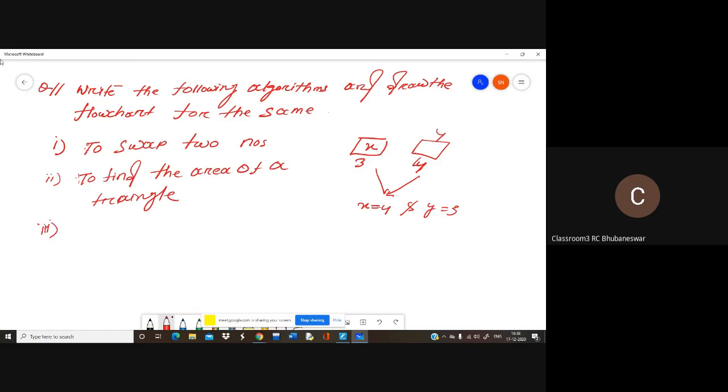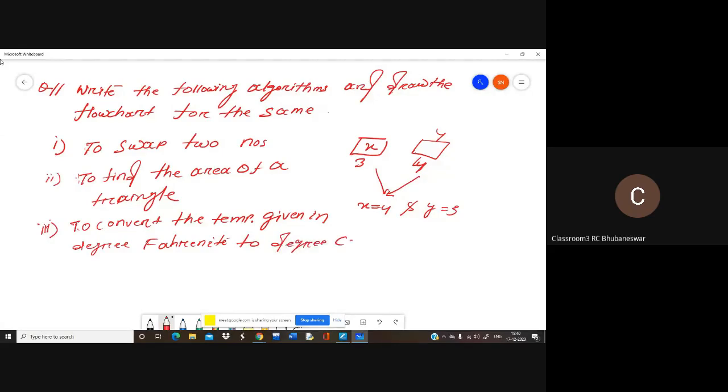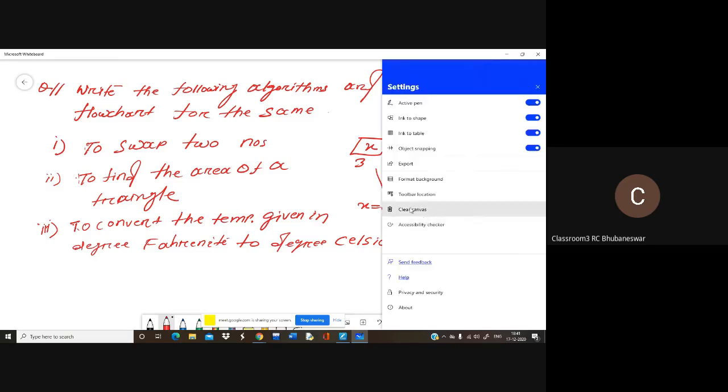Number three, write an algorithm to convert the temperature given in degree Fahrenheit to degree Celsius. Clear, everyone? So after going into a deeper understanding of programming, we may do something good. These are the 3 tasks I am expecting you to do today itself. Before going to bed, I expect that you do all of them.